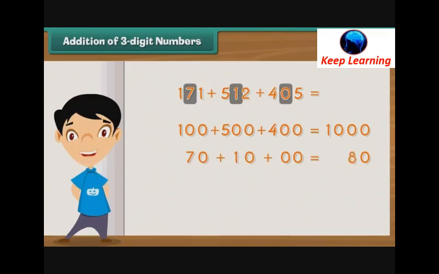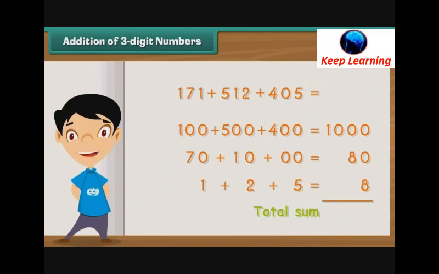Finally, we add the digits at the ones place, that is 1, 2 and 5 to get 8. Now we need to add 1000, 80 and 8 to get the sum of 171, 512 and 405. The result of the addition is 1088.